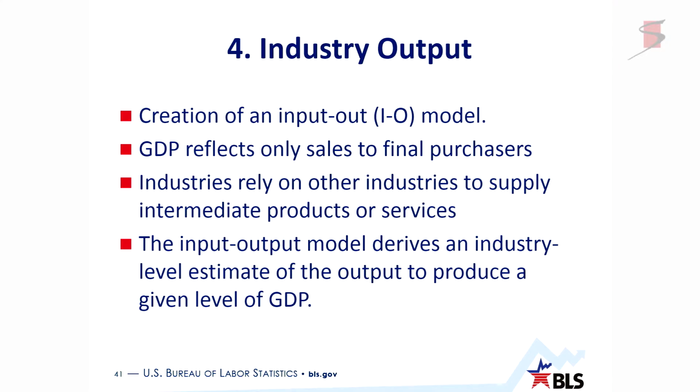next step, where we're going to look at creating an input-output model for industries, because GDP reflects only the sales to the final purchasers. So in other words, if I buy a car, then that's reflected in the GDP. But a lot of other industries provide stuff that goes into building a car. So in other words, steel, maybe rubber, electronic components, and so forth. So we need to reflect that in our modeling. So the input-output model derives an industry-level estimate of the output that's required to produce a given level of GDP.